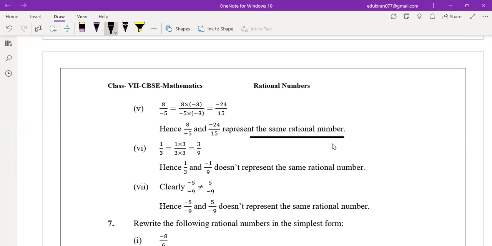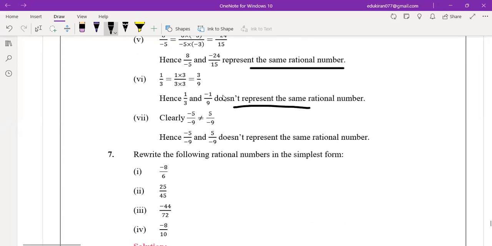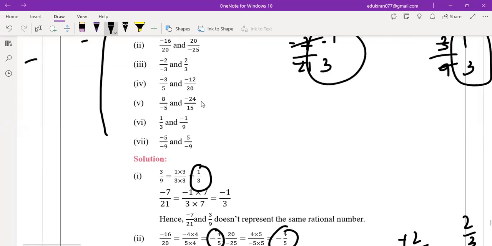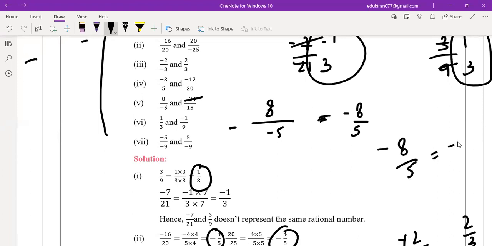And the sixth one does not represent. Ma'am, the fifth one, they do not represent the same rational number. Fifth one. No, ma'am. How? Ma'am, because minus 24, if you take 3 table, minus 8 by minus 5. Then this is also 8 upon minus 15. No, this is also 8 upon minus 5. Negative you can take here. So it will be minus 8 upon 5 equals minus 8 upon 5, right? Yes, ma'am, I get it.